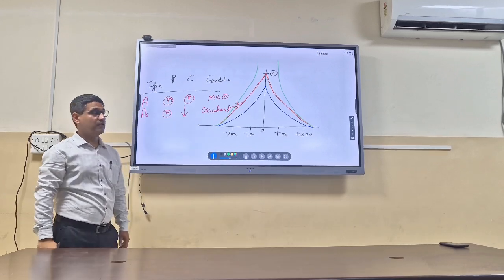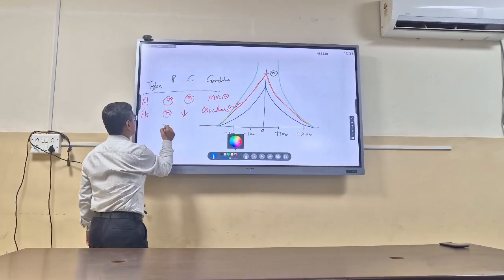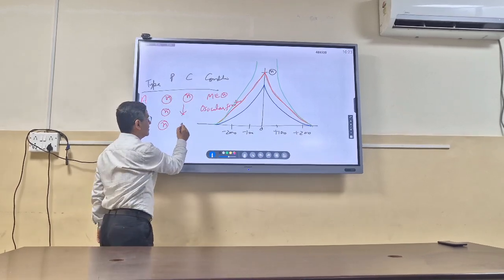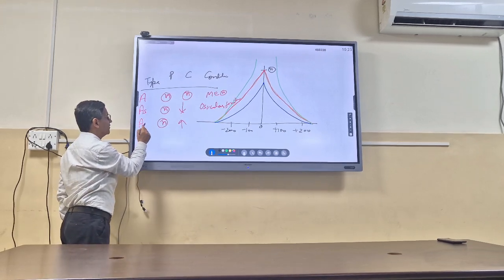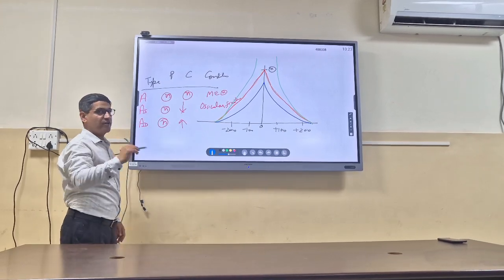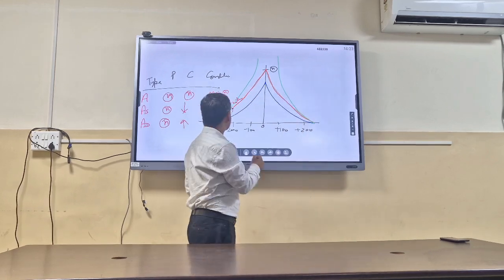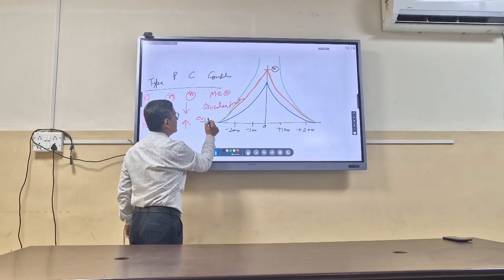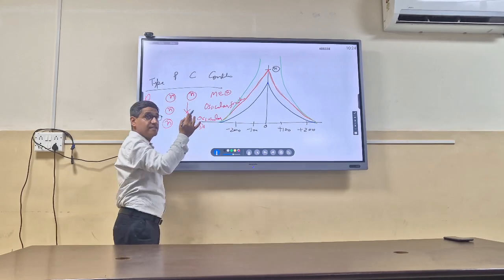Here what is normal? Pressure is normal. What about compliance? It is increased. Okay? So this type of curve is called AD type of curve. AD, so you can remember it from D, ossicular discontinuity. So this type of graph, that is AD, is seen in ossicular discontinuity when the compliance is increased.